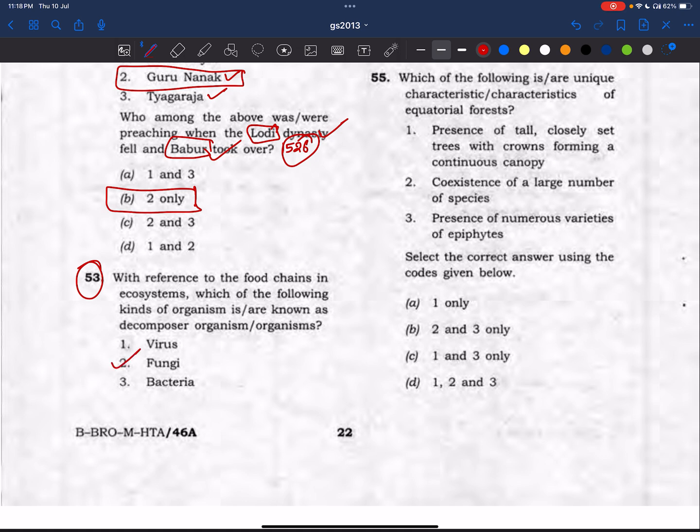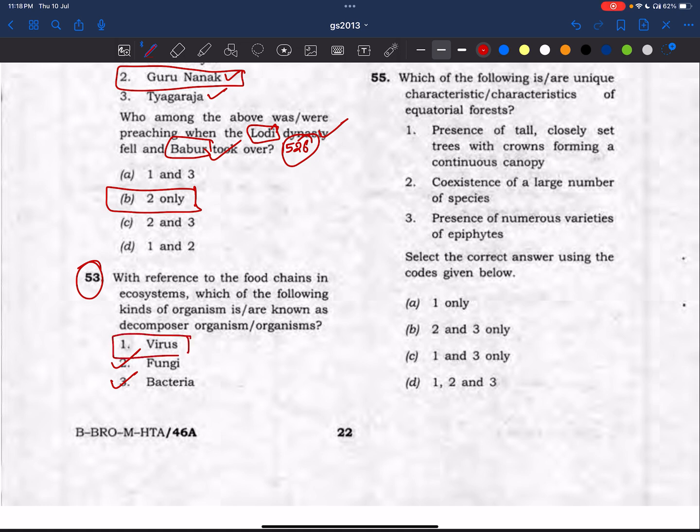See here, we know fungi and bacteria are decomposers. Fungi feed on organic matter. We know when bread is kept for a long time, it forms fungus. The bread starts decomposing. Even bacteria do the same.